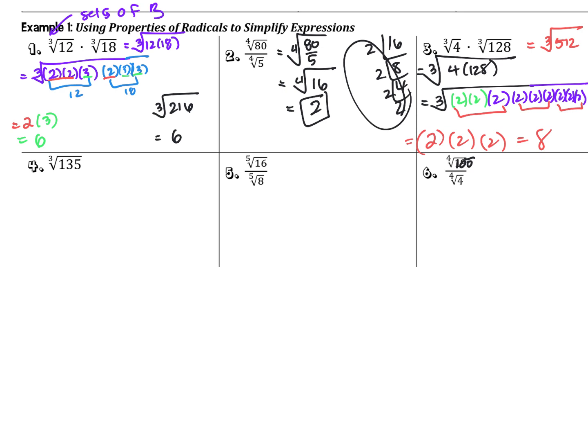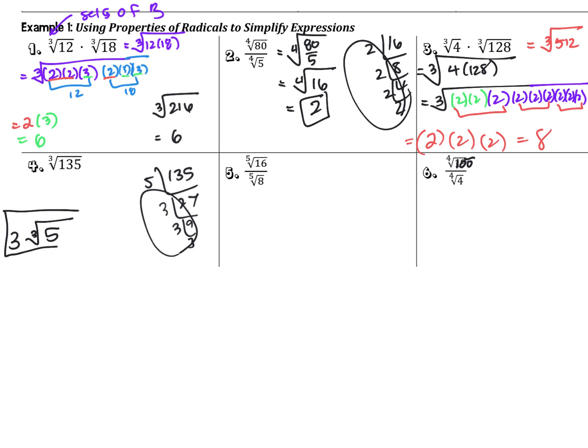All right, hopefully you had time to work through this. 135 is going to be 5 times 27. 27 is 3 times 9, which is 3 times 3. Cube root, so I can take a 3 out. Don't forget your little 3 index on your radical. What's left over inside the cube root is 5. So this doesn't simplify down to be an integer, but it does simplify. The radical simplifies to be something besides the cube root of 135. So the cube root of 135 is equivalent to 3 times the cube root of 5.